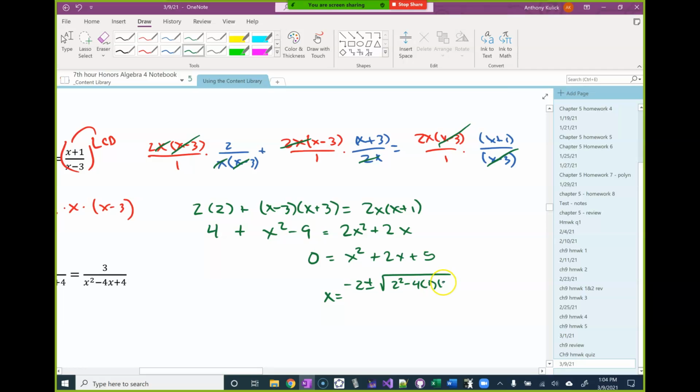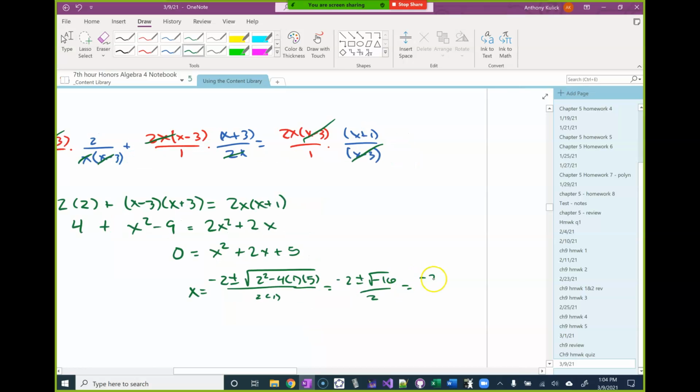So 2 squared is 4. 4 times 1 times 5 is 20. So 4 minus 20 is negative 16. The square root of a negative creates an imaginary number i, and then the square root of 16 is 4, so that's going to be 4i.